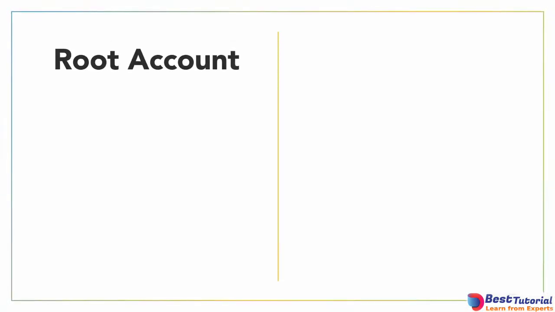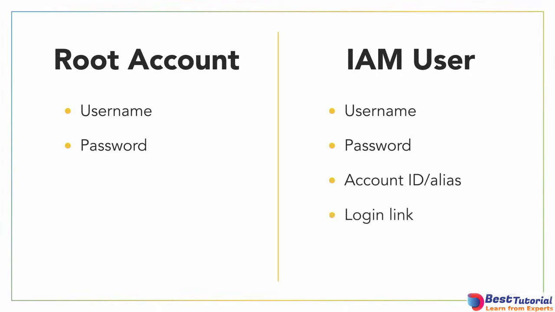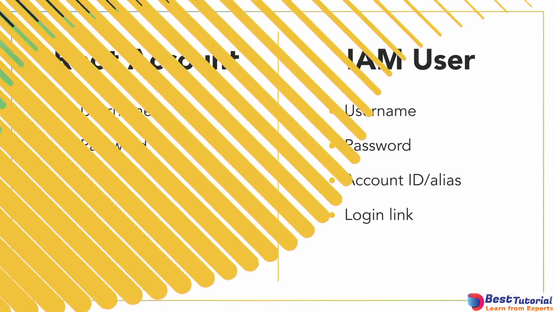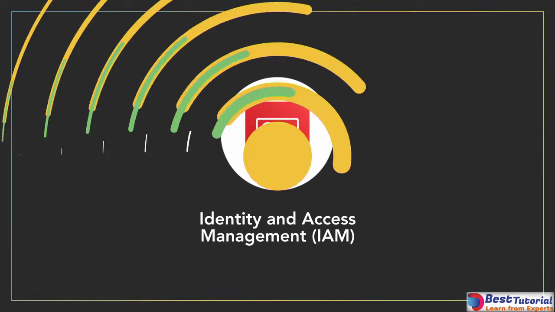If you signed up for your account this way, or someone in your organization only sent you a username and password, then you have an AWS root account. If you were sent a username, a password, and an account ID, or an account alias, or maybe someone sent you a special link to click on to sign in, then you have an IAM user account. IAM stands for Identity and Access Management, and this is how AWS controls who has access to your organization's account.